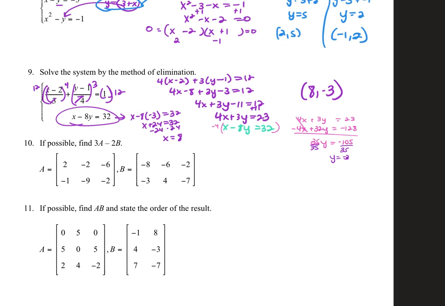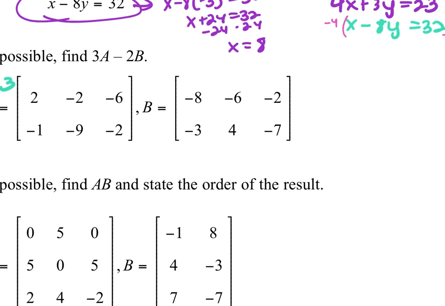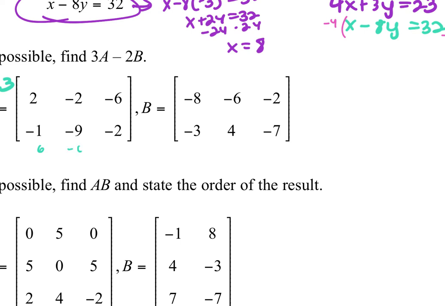For 10, we're dealing with matrices. So this one, we're subtracting the matrices. The first thing you're going to do is multiply 3 in on the first one. So I'd get 6, negative 18, negative 3, negative 27, and negative 6. And then I can distribute in a negative 2 and change this to plus. So it becomes 16, 12, 4, 6, negative 8, 14.